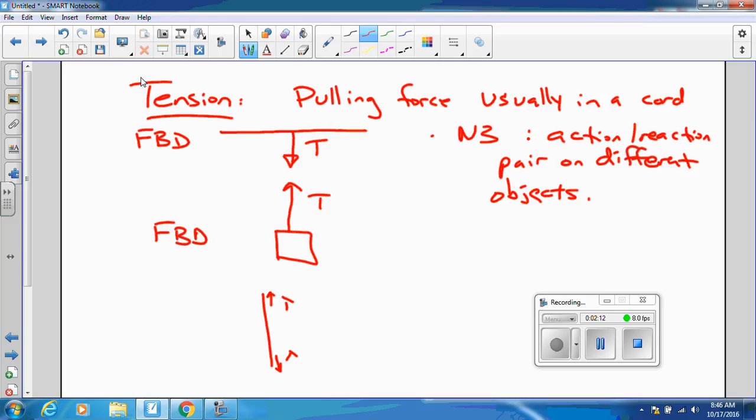So if I were to break this cord and place a force meter inside here, some kind of force measuring device like a spring scale, then the spring scale would read T and not 2T.